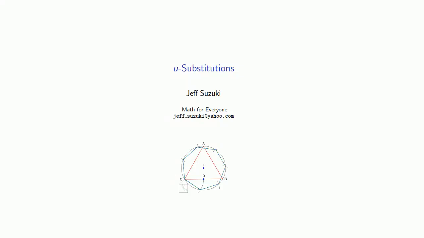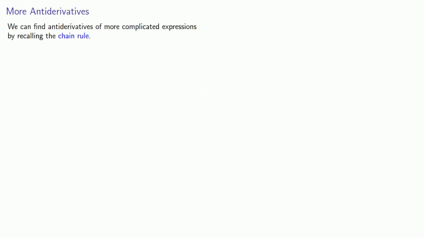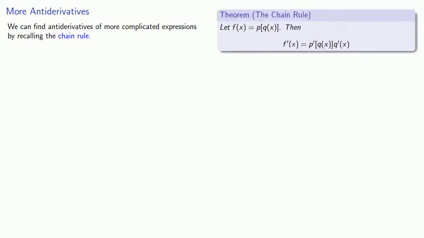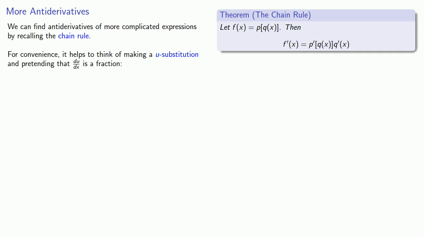Now, there's a number of ways of finding antiderivatives, but one of the more useful is known as a u substitution. We can find the derivatives of more complicated expressions by recalling the chain rule. For convenience, it helps to think of making a u substitution and pretending that du/dx is a fraction. And we'll proceed as follows.